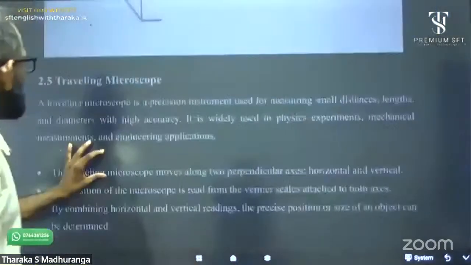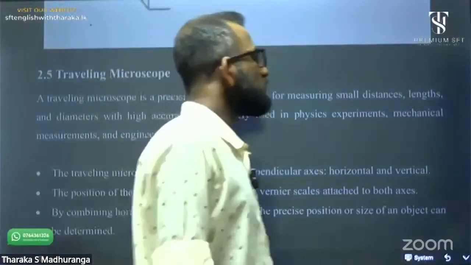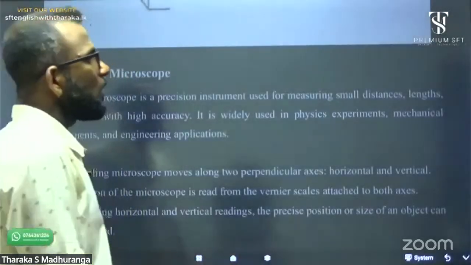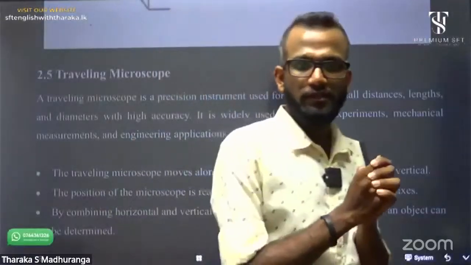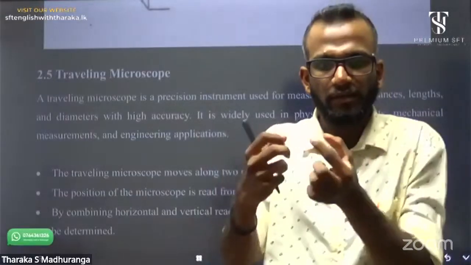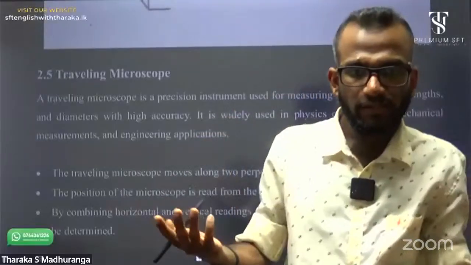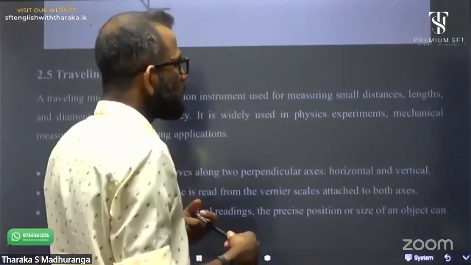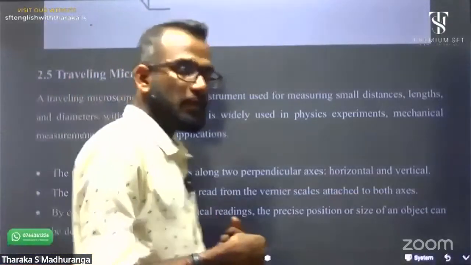Okay, traveling microscope. The traveling microscope is a precision instrument used to measure small distances, lengths and diameters with high accuracy. High accuracy means no contact, therefore no deformation, and no zero errors. It is widely used in physics experiments, mechanical measurements, and engineering applications.